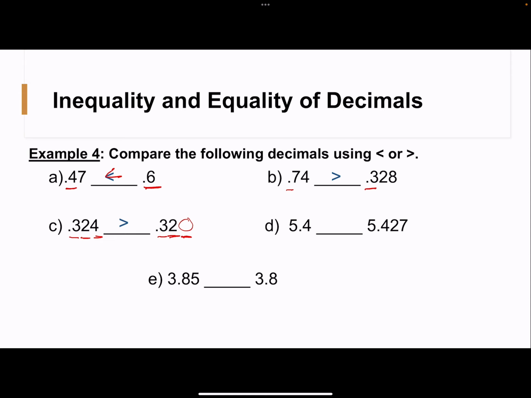If we look at question D, 5 is the same, 4 is the same. So now we're going to compare 0 and 2. And since 0 is less than 2, then 5.4 is less than 5.427. And we'll do the same thing with part E. The 3's are the same, the 8's are the same. So we add a 0, and since 5 is greater than 0, 3.85 would be greater than 3.8.